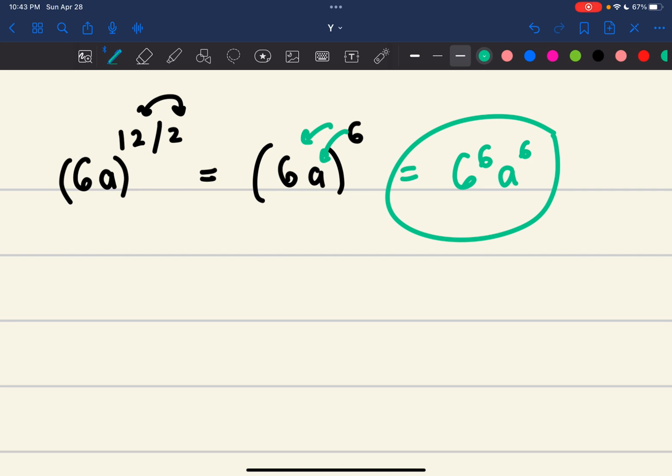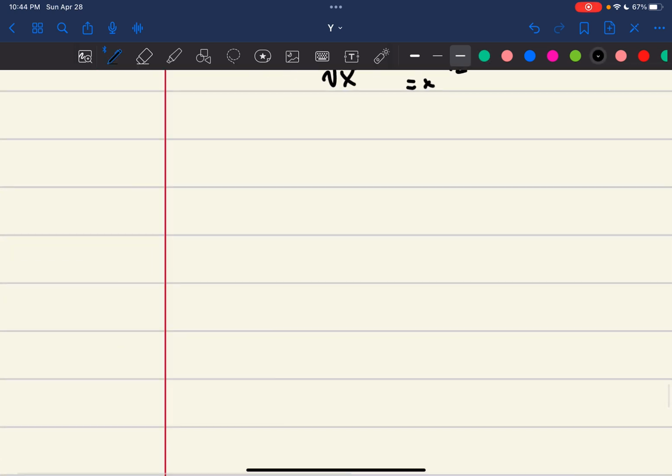Since he says leave it in exponent form, I wouldn't simplify this down to 36, 8 to the 6th. And if he fights you on that, show him the answer key to this. Okay, so that's for going to exponent form.